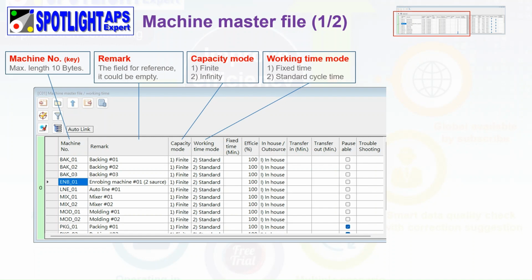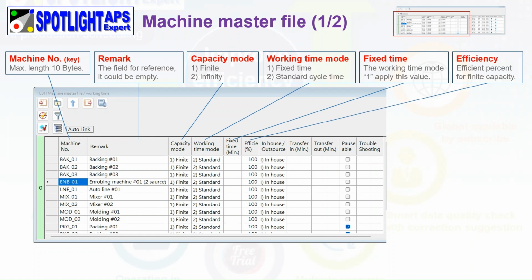Fixed time means every manufacturing order will be assigned a fixed working time. Standard means scheduling by the standard cycle time data. Field fixed time: assign the fixed working time for each manufacture order. If the field working time mode is set to 1, this value will apply. Field efficiency: this field sets efficiency for finite capacity. If machines are slower than standard, you need to set this field under 100.